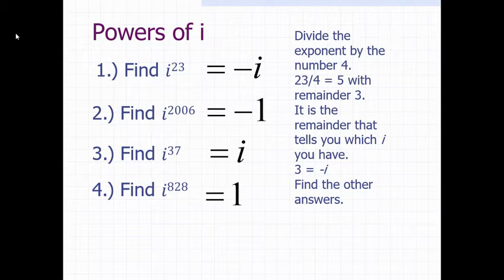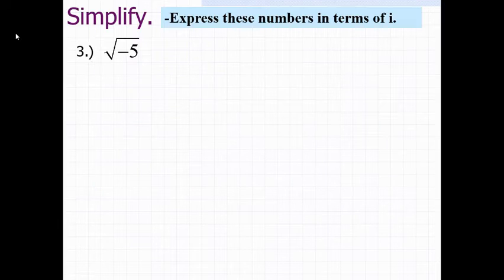Okay? That gives you a remainder. There is no remainder there, so it's just equal to 1. Okay? Because 4 divides perfectly into 828. All right, we're going to express these numbers in terms of I.